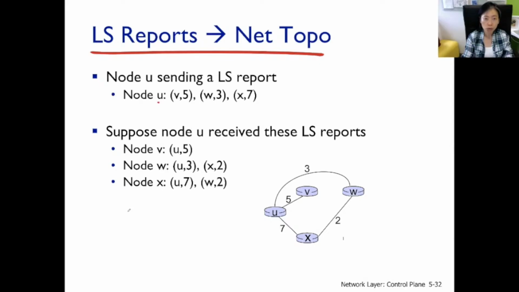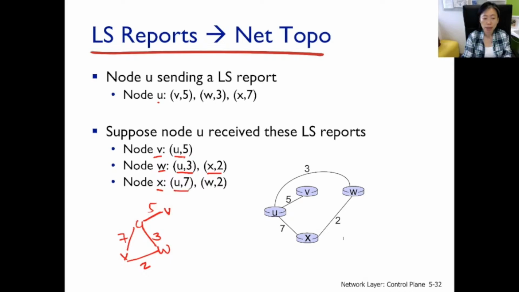Node U knows the local information. It connects to V, it connects to W, it connects to X. Cost is 5, 3, 7. Now, seeing node V's link state report, it knows that V and U are connected, cost is 5. V, U, I'm U, so I know, and the cost is 5. W's report is going to tell that the cost to U is 3, which you already know. W is also connected to X with link cost 2. So W connects to X, link cost 2.